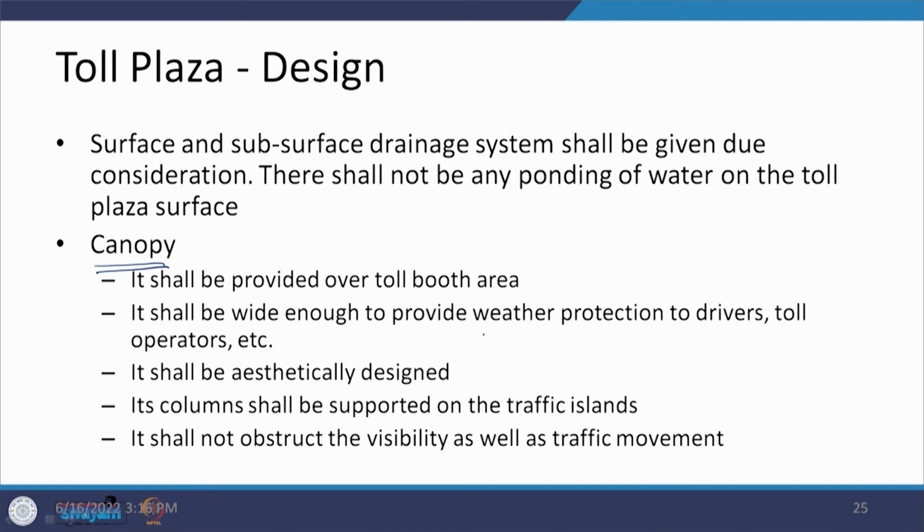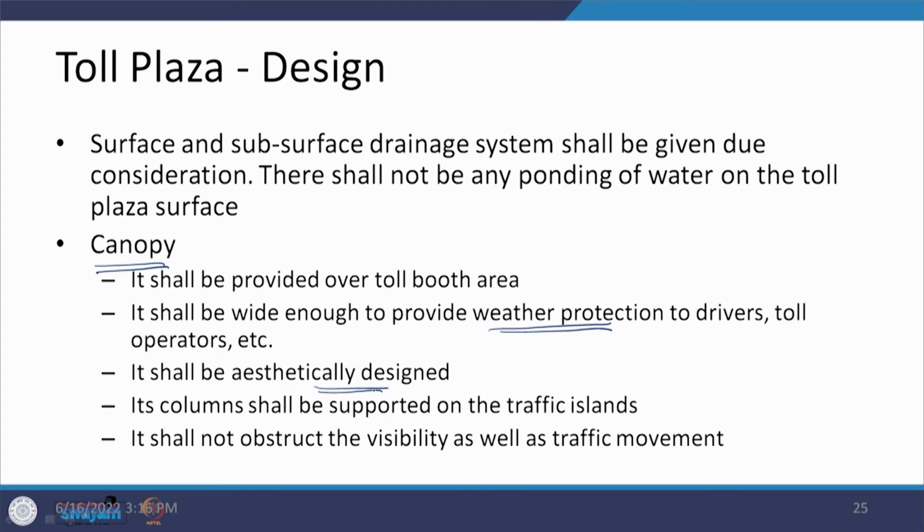So, it is going to provide some weather protection, and this weather protection may be for the drivers or maybe for the toll operators. Now, whatever canopy is being designed, this is also an important issue. It should look aesthetically pleasant, and because it is a big structure, the columns are going to be there. These columns can be placed on the traffic islands, and they should not create any visibility constraint, and this is going to happen only if they are provided on the traffic islands.